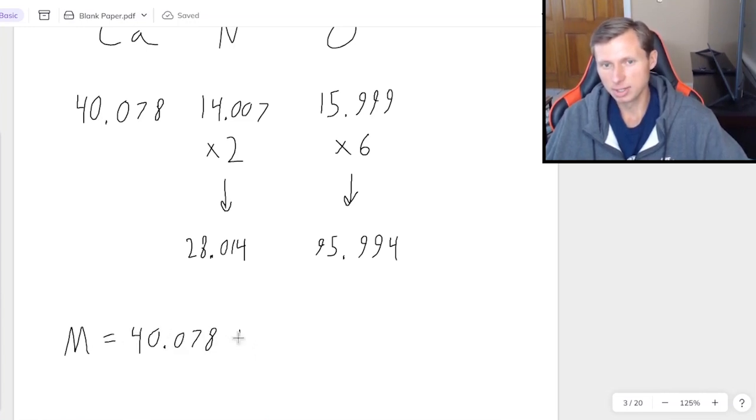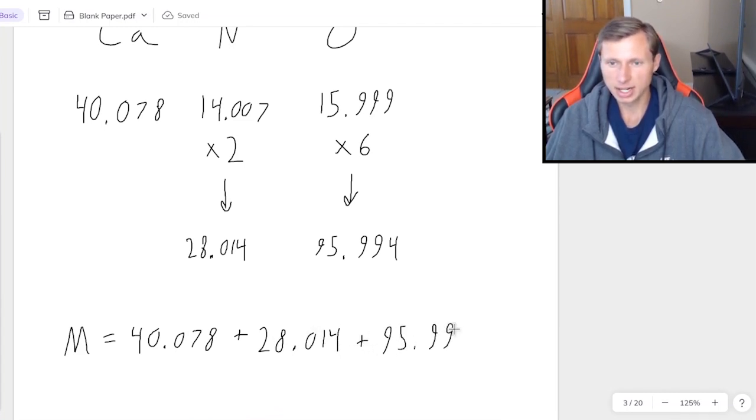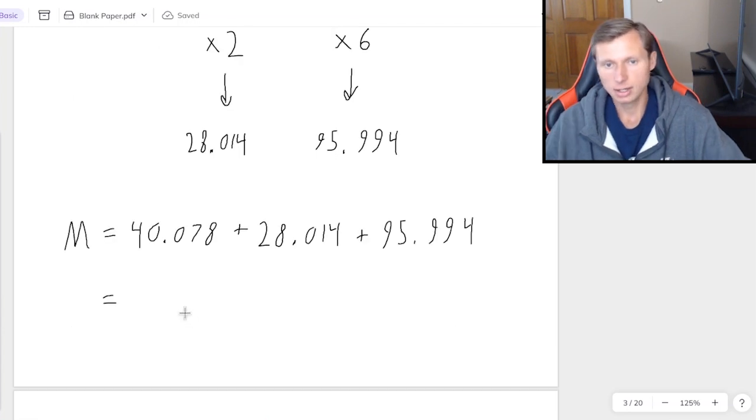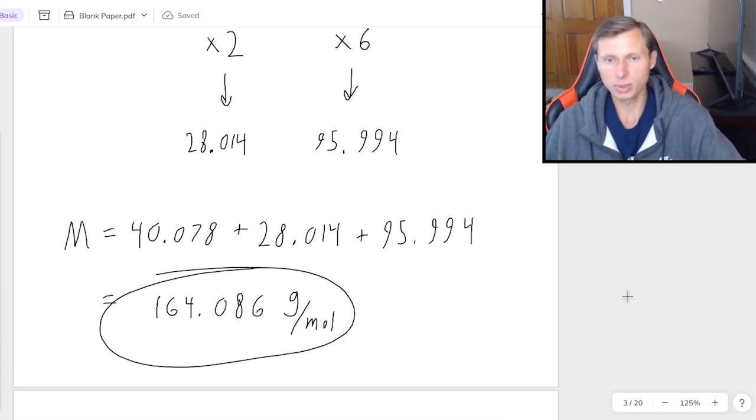And then finally, I just add these 3 numbers together, 40.078 from calcium plus 28.014 for nitrogen plus 95.994 for oxygen. And we'll get a final answer of 164.086. And again, the units are grams per mole. And there we go.